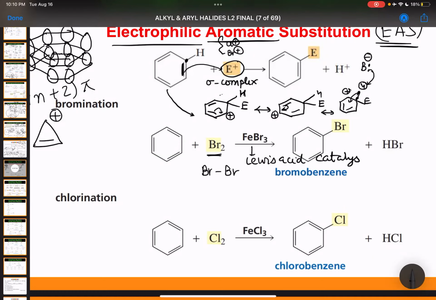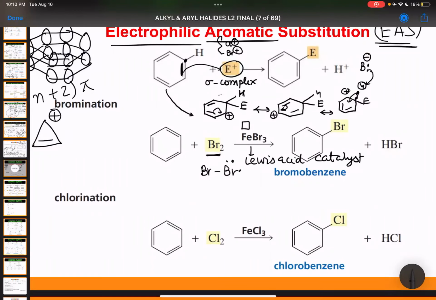Electron deficient. So I will make an empty box here. Lewis acids are electron acceptors because they have the empty orbital on them. So Lewis acids like FeBr3, FeCl3, or AlCl3 are Lewis acid species.